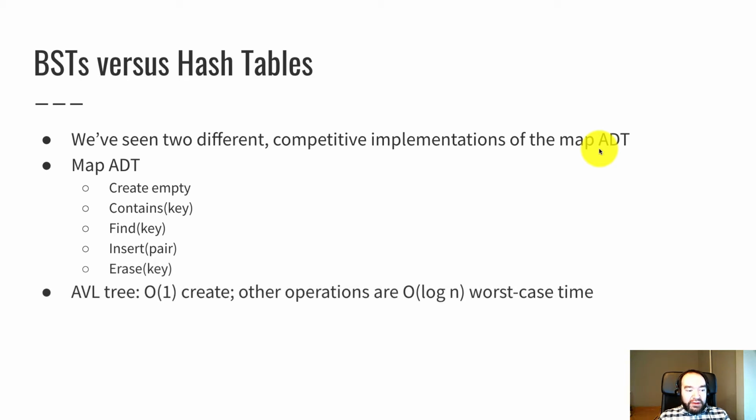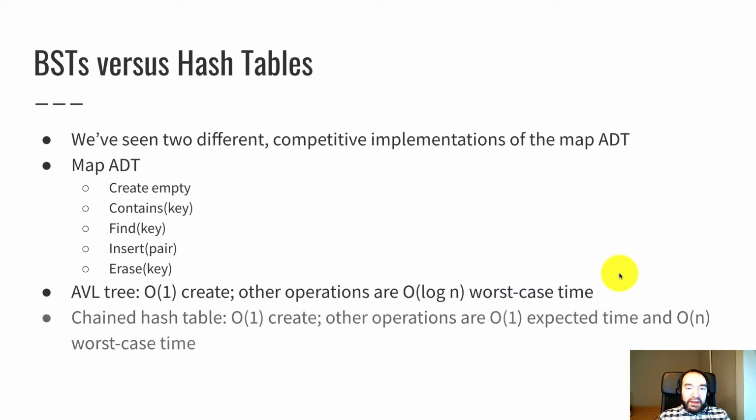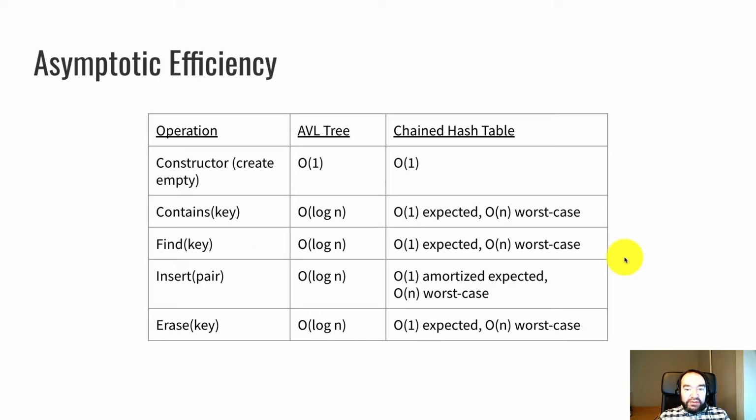And we saw that we can use an AVL tree. If we use an AVL tree, then the create operation is constant time, and all the other operations are logarithmic worst case time. And we've also seen that we can use a chained hash table, and the chained hash table also takes constant time to create, and all the other operations are constant expected time and linear worst case time. So here's that information summarized as a chart.